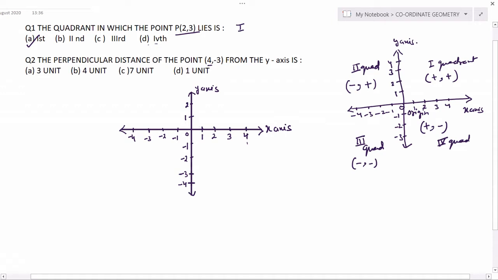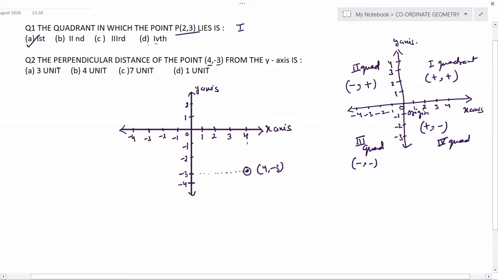Now 4 is here. Now you have to move from here either upward or downward. If the coordinate of the y-axis is negative then I have to move downward. How many steps do I have to move downward? 3 steps. Minus 1, minus 2, minus 3. So it means the position of the point will be somewhere here. This is my (4, -3), right?